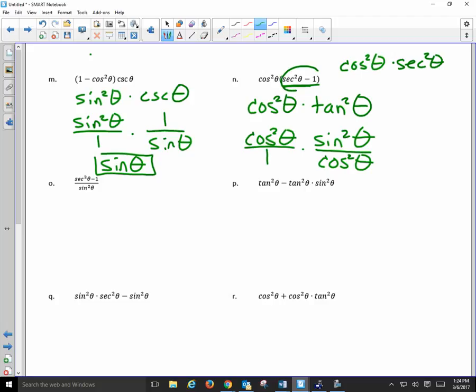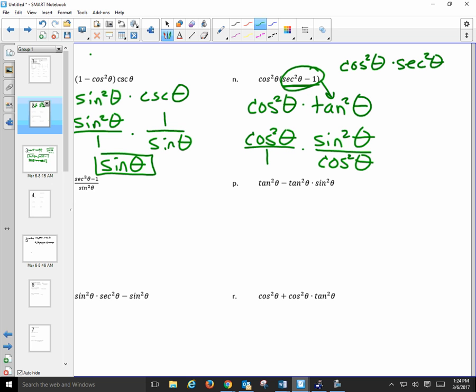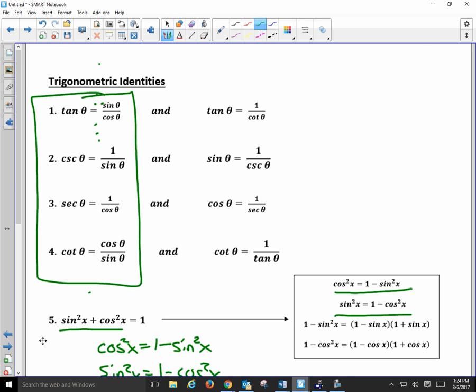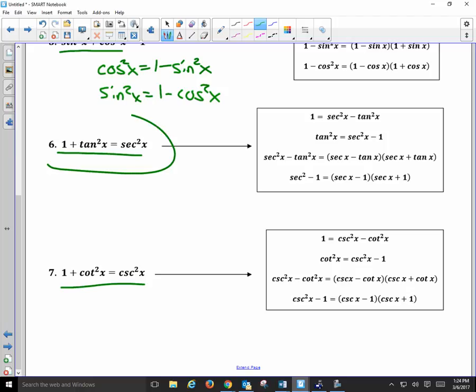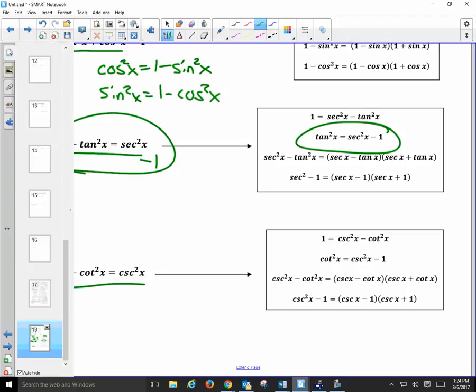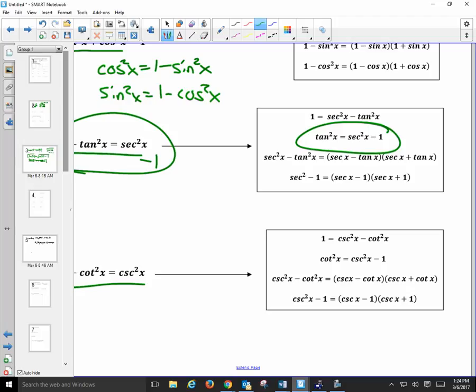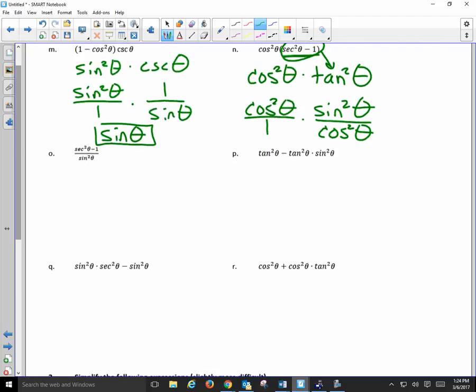But because it's secant squared minus 1, I could substitute in tangent squared due to this formula right here. If you look at equation 6, if we were to subtract a 1 from both sides, we get this formula. Tangent squared is secant squared minus 1. So because I see the secant squared minus 1, I could substitute in tangent squared. Now I rewrite tangent squared as sine squared over cosine squared. Cosine squareds cancel. Sine squared.